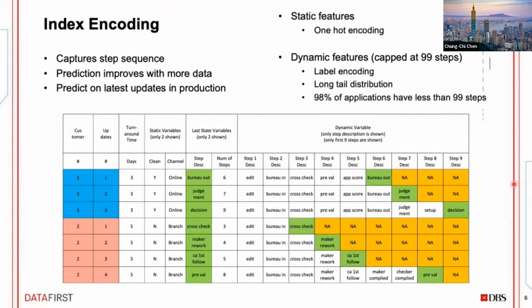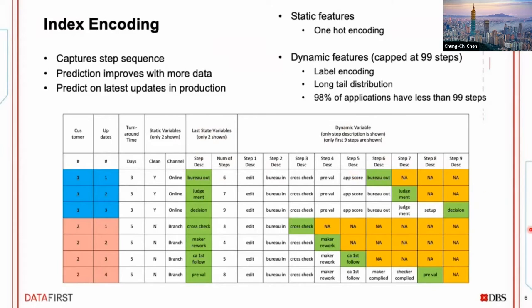For dynamic features, only 1 dynamic feature, which is the step description, is shown here for simplicity. We see that the first row of the first update has 6 steps, while the second and third row have 7 and 9 steps respectively. The number of steps is kept at 99 steps to reduce complexity, as 98% of the applications have less than 99 steps. For the last state features, this is simply the last known steps of the dynamic variables.